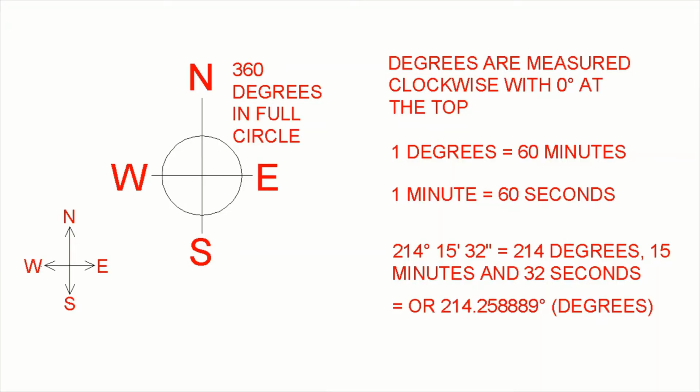I'll just go over the compass, as some of us may not be familiar with the angles and the bearings. So with a compass there's 360 degrees with 0 degrees at the top, and the angles are measured in a clockwise direction. Each degree equals 60 minutes and each minute equals 60 seconds. In the bottom right of the image you can see how it's written down.